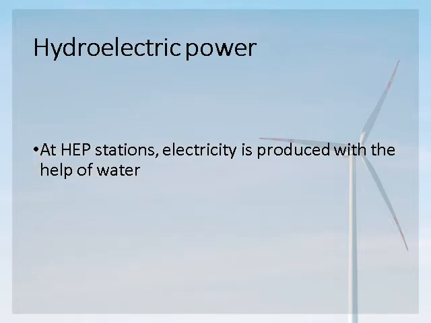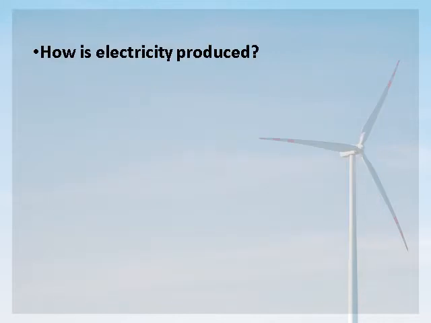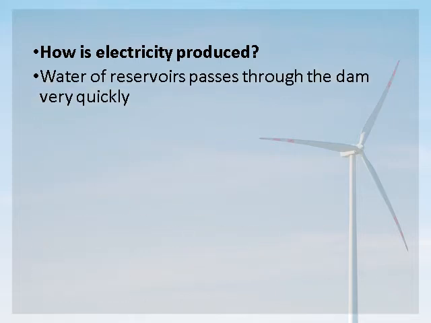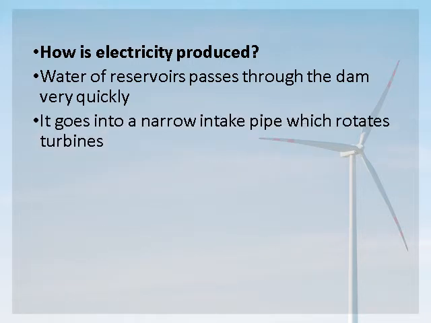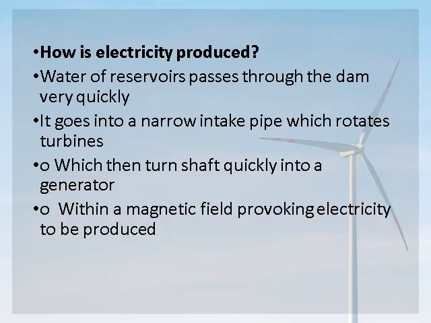Hydroelectric power stations: at HEP stations, electricity is produced with the help of water. How is electricity produced? Water of reservoirs passes through the dam very quickly. It goes into a narrow intake pipe which rotates turbines, which then turns shaft quickly into a generator within a magnetic field, provoking electricity to be produced.